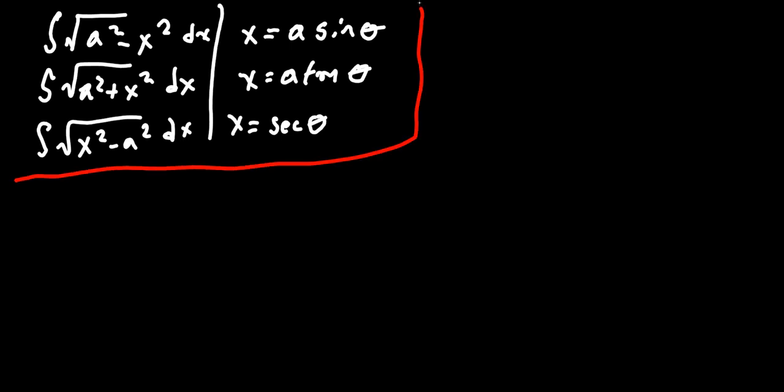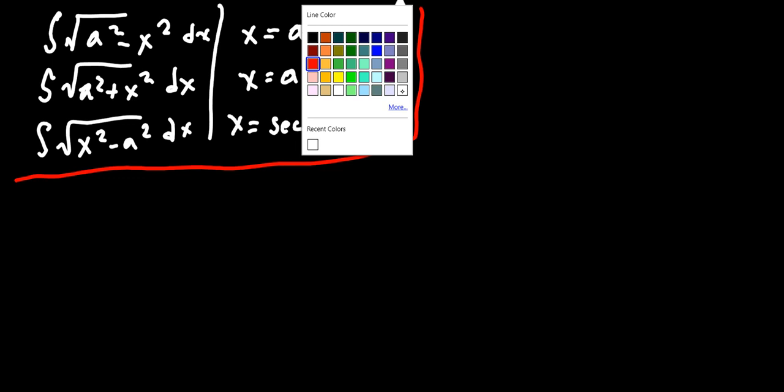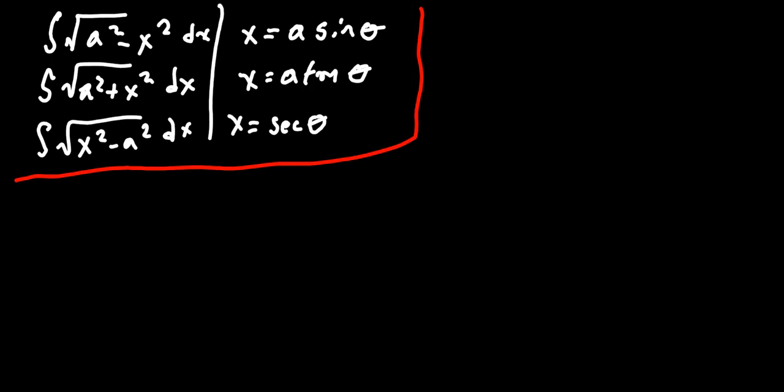All right. We'll start off with an example, and I'll show you how to walk through the steps. So imagine we have, let's say, the square root of 4 minus x squared. We have this integral. How would we solve this?